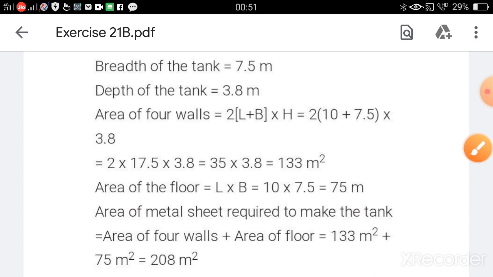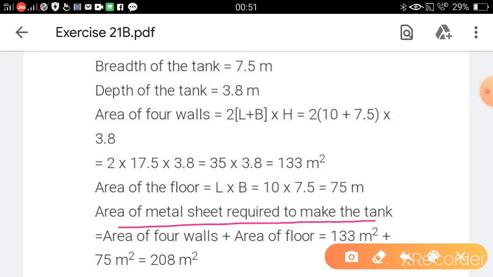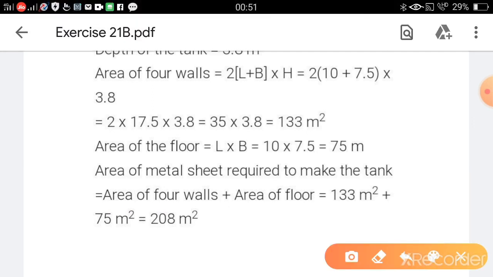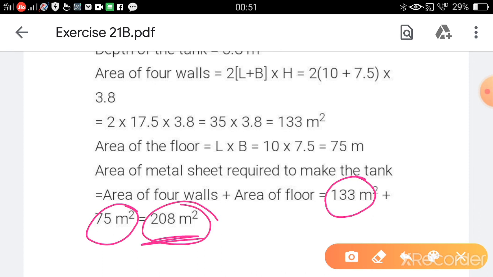Now the area of metal sheet required to make the tank is the area of four walls plus the area of floor. So the area of four walls will be 133 meter square, and the area of floor will be 75 meter square. Take the addition: 208 meter square. Okay.